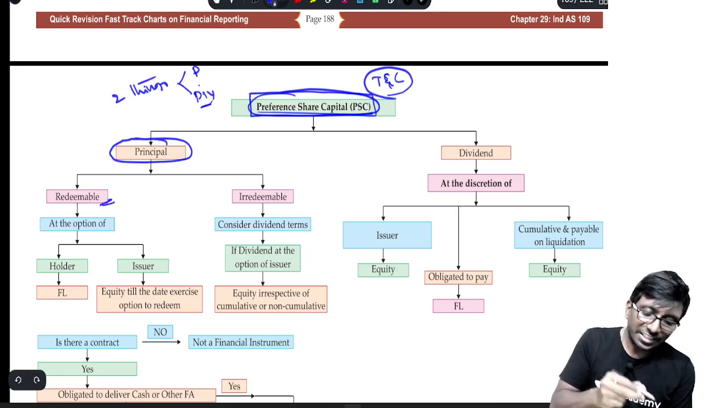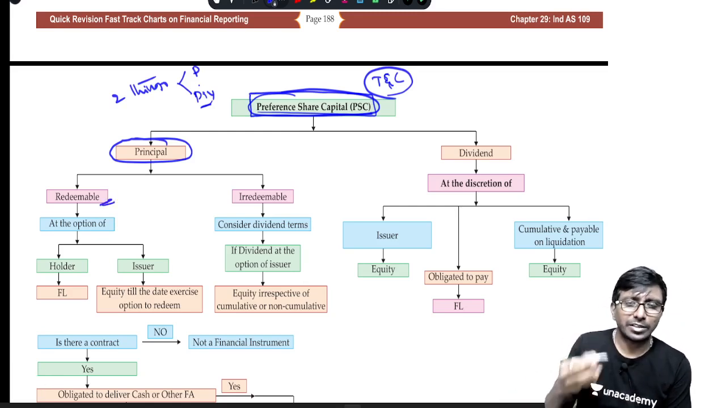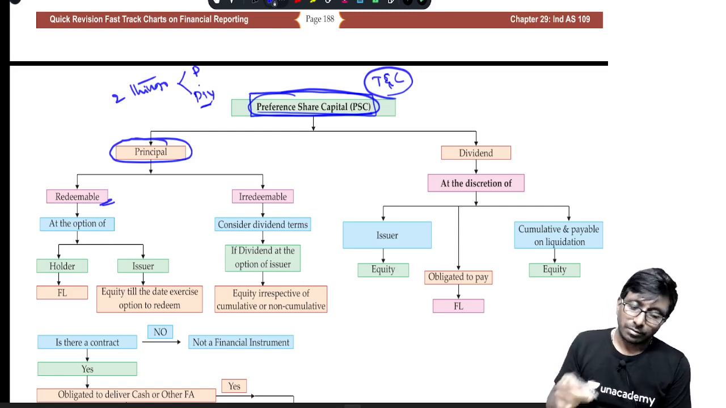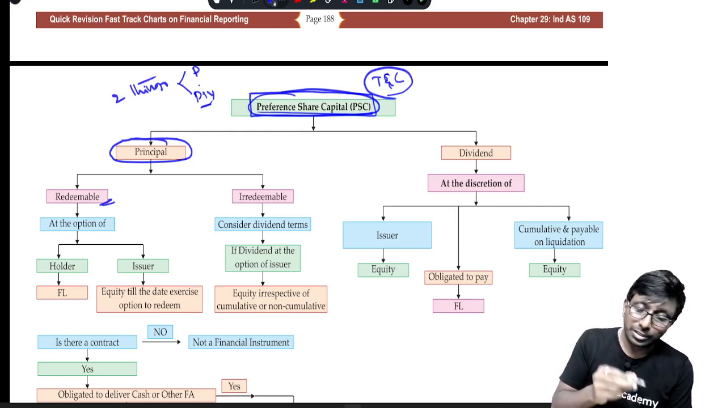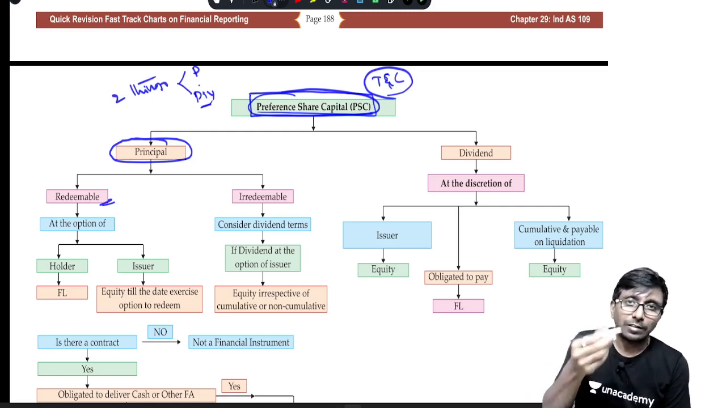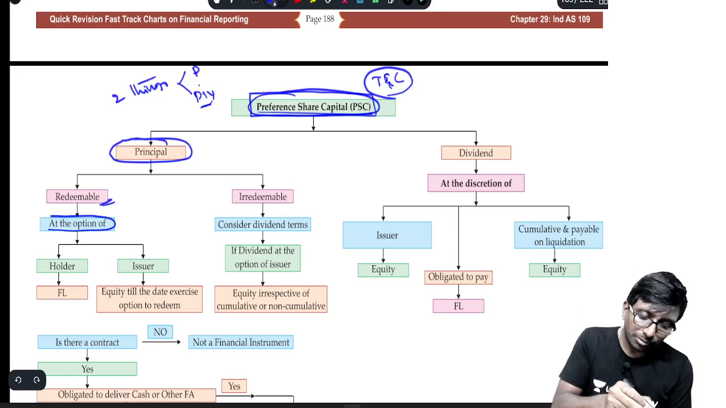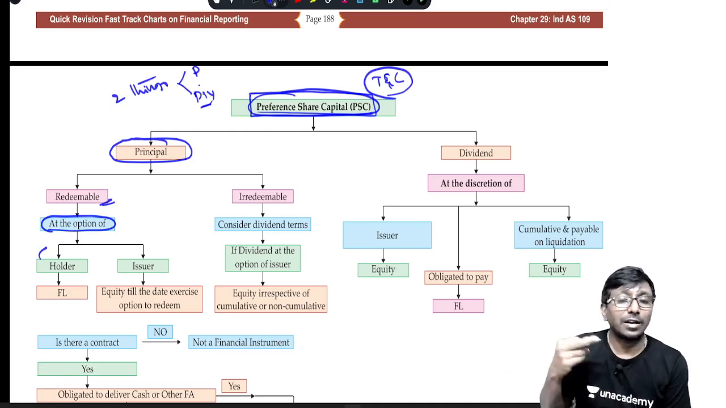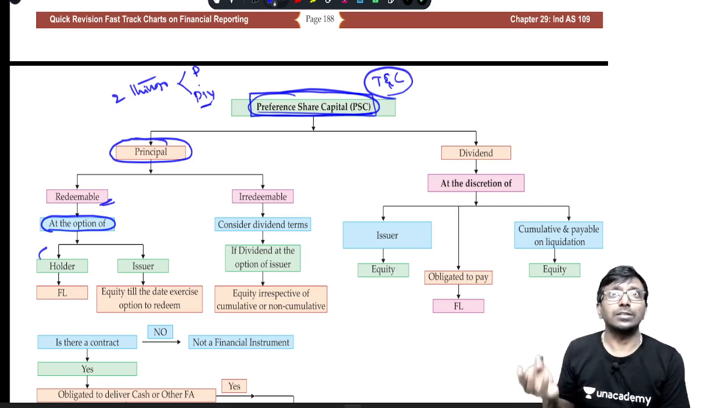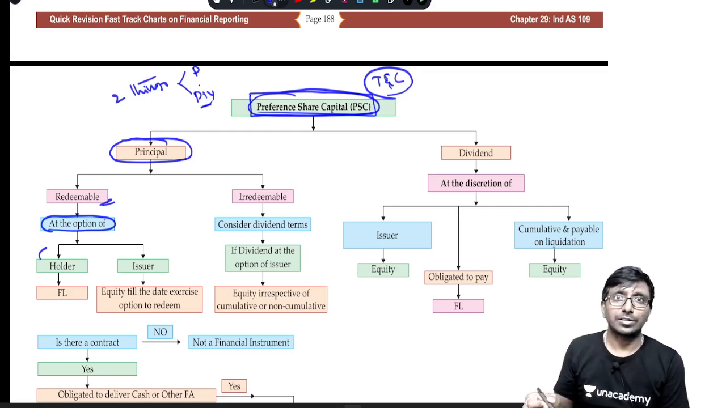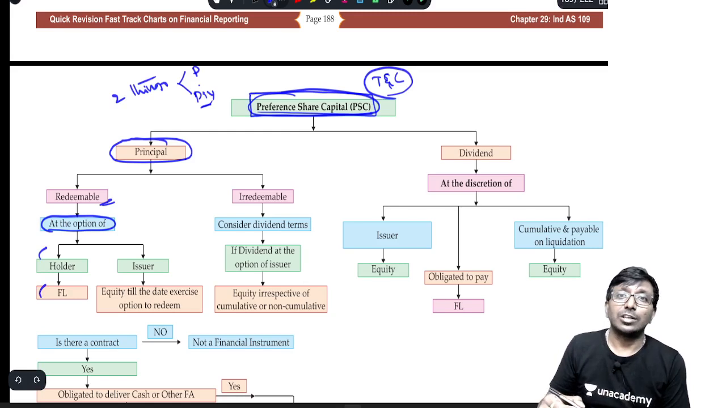So for the principal, when I say it is redeemable, redeemable means I have an obligation to repay. When the company has an obligation, it is a financial liability. One more step: is it at the option of the holder? If it is redeemable at the option of the holder, the holder has the right. Any day they can come and ask me, "Hey Ravi, pay me my money," and I am supposed to pay. I have to accept their request. That's why we say it is a financial liability.